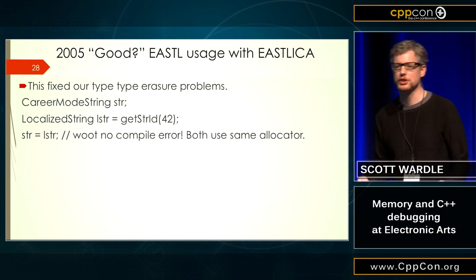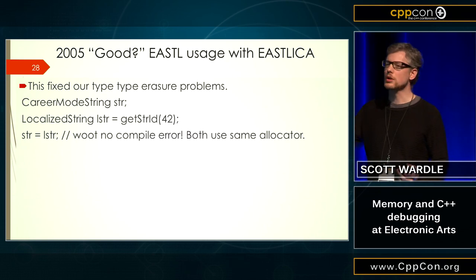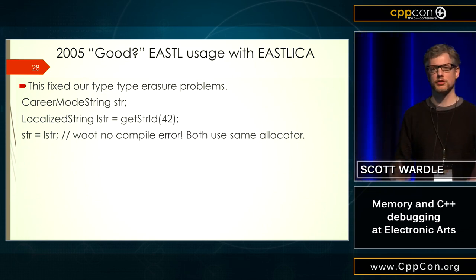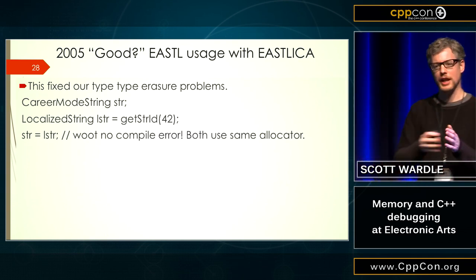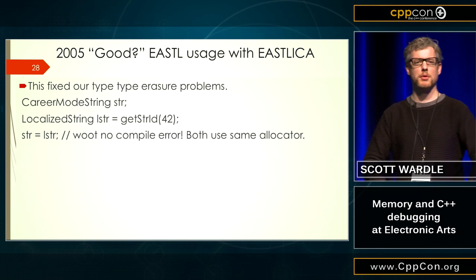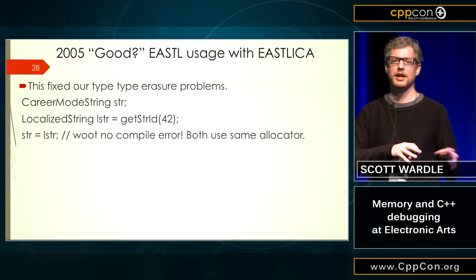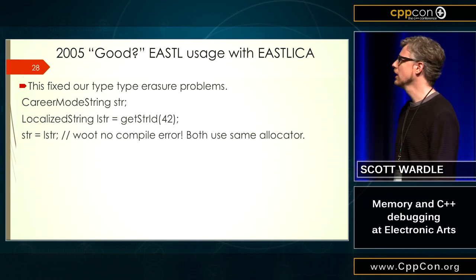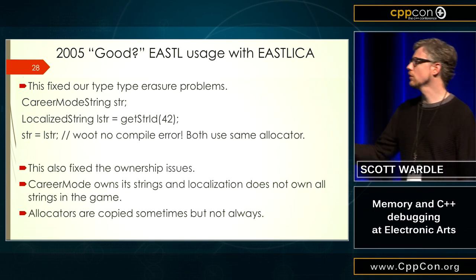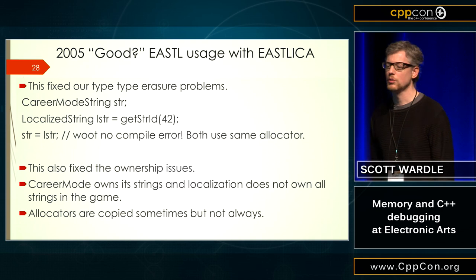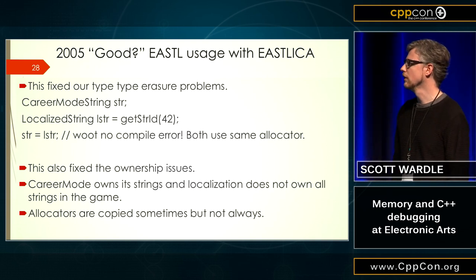And that's what we wanted to achieve, because localization is supposed to be sort of like a factory. And so, therefore, it's supposed to be producing strings for the other system. And career mode should be owning it, because it has a duration of time. Career mode starts and it ends. And so, therefore, I can tell if all the strings got freed at some point, and I can write systems that prove that's the case. And so this fixes my ownership issue, which is quite useful.